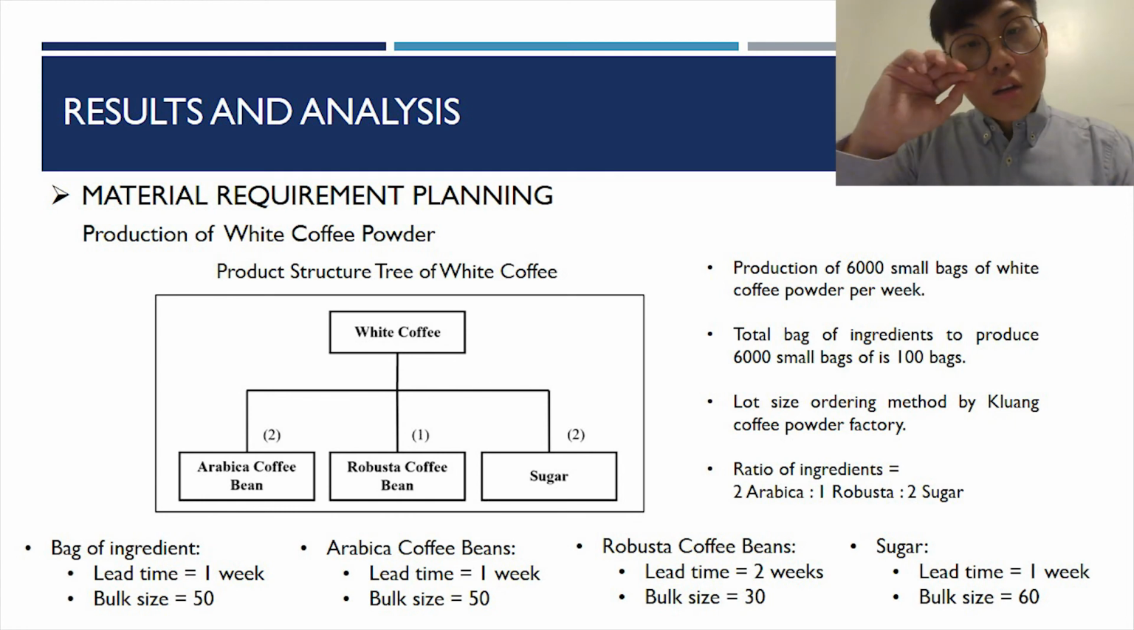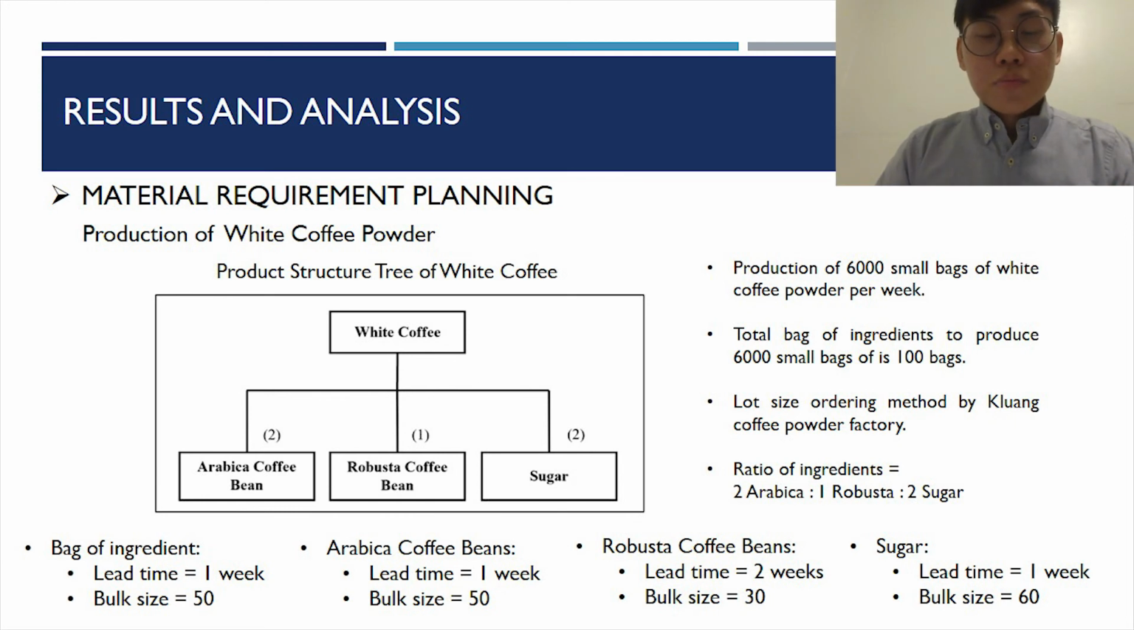For the bag of ingredient, they prepare with a 1 week lead time and a bulk size of 50. The Arabica coffee bean has a lead time of 1 week and a bulk size of 50 also. The Robusta coffee bean has a lead time of 2 weeks with a bulk size of 30, and the sugar has a lead time of 1 week and a bulk size of 60. The product tree of the white coffee powder is shown in the figure.